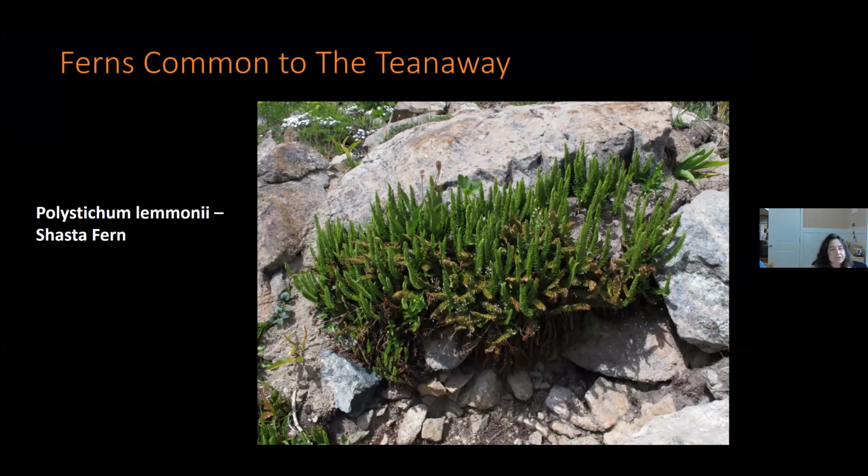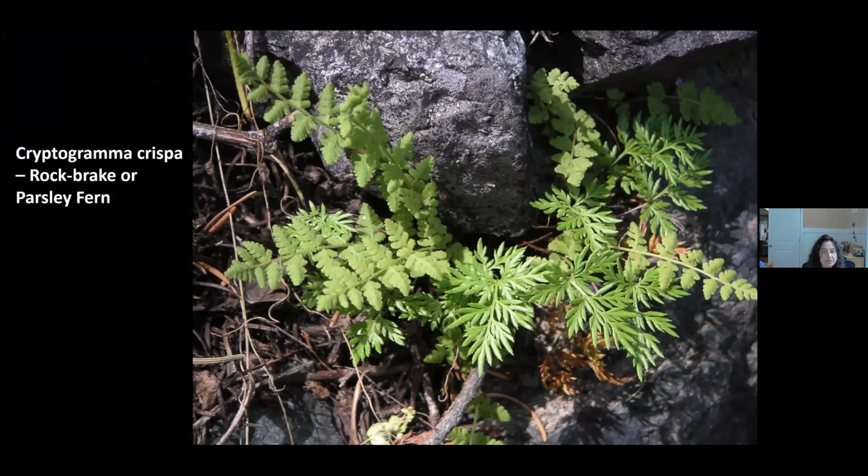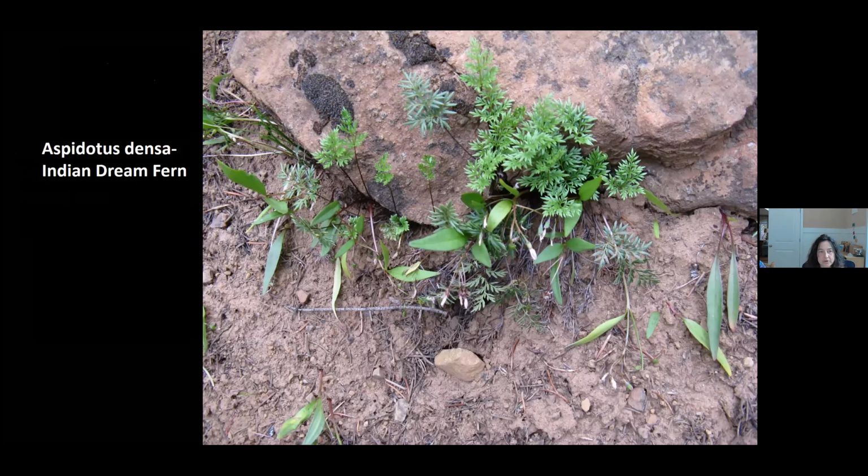So in addition to trees, there's also some pretty fun ferns in the Teanaway. Make sure to look up in the rock faces and in between rocks on talus slopes for ferns that are seeking seeps and wet spots or shade. So here's a Shasta fern. This is a parsley fern growing in some rocks. And this is an Indian dream fern here, and there's maybe some lilies growing around there as well.